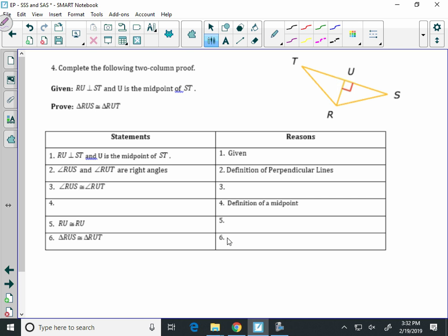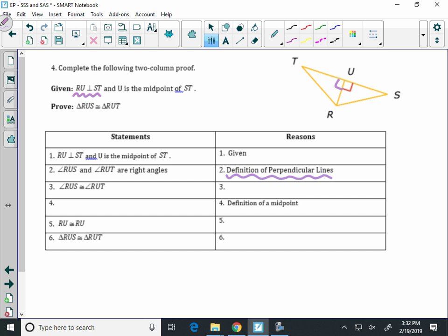So it said RU is perpendicular to ST and U is the midpoint of ST. And it then says in number 2 that angle RUS and RUT are right angles by definition of perpendicular lines. Because whenever you're told that lines are perpendicular, that counts as a vocab word, so you have to use the definition of that vocab word. And we know by definition, and I'm going to mark it in my diagram, that perpendicular lines form right angles. So we know those two angles right there are right angles.